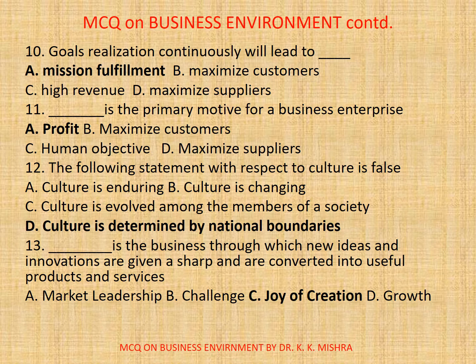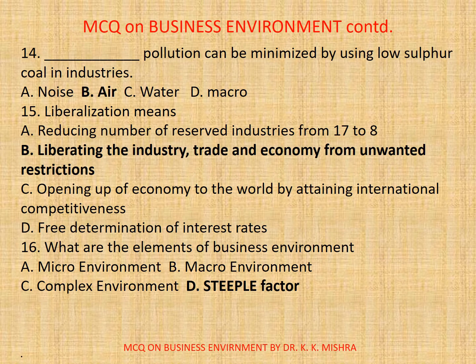Profit. 12. The following statement with respect to culture is false. So here correct option is D. Culture is determined by national boundaries. 13. Dash is the business through which new ideas and innovations are given a shape and are converted into useful products and services. So here correct option is C. Joy of creation. 14. Dash pollution can be minimized by using low sulfur coal in industries. The correct option is B. Air. 15. Liberalization means correct option is B. Liberating the industry, trade and economy from unwanted restrictions.